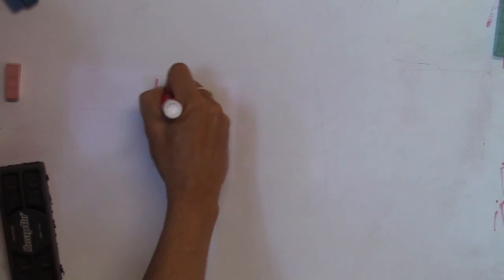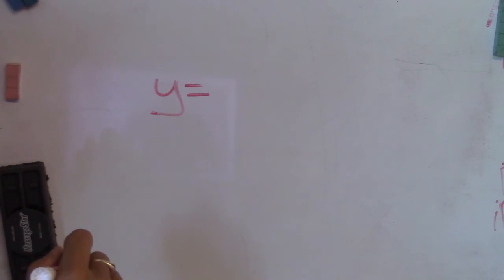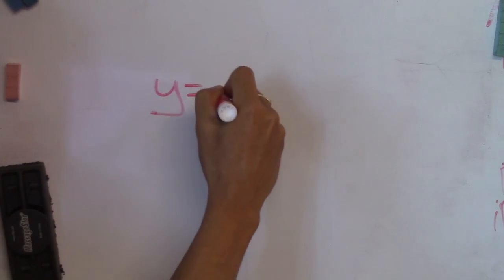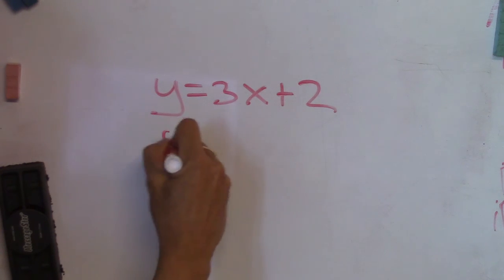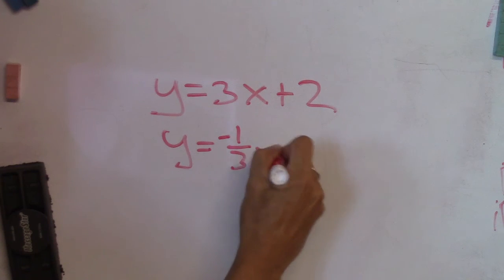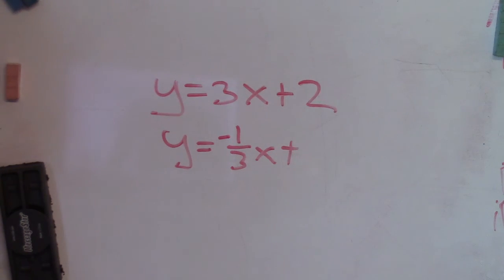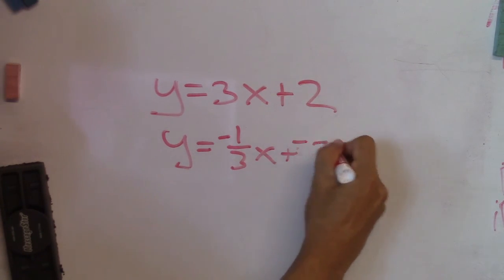Sure, why not? Let's go with y equals, get your piece of graph paper out. You can use the same piece of graph paper, don't use up more. y equals 3x plus 2, just for fun. And y equals -1/3 x. Oh, it's the negative reciprocal. Plus, what do I want? To make it a cool looking graph. Oh, let's make it plus -2.